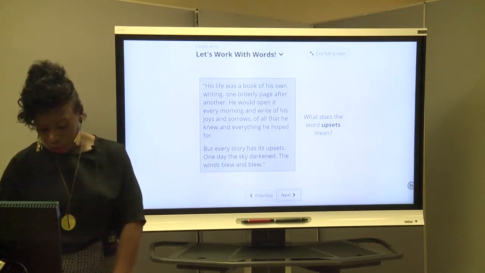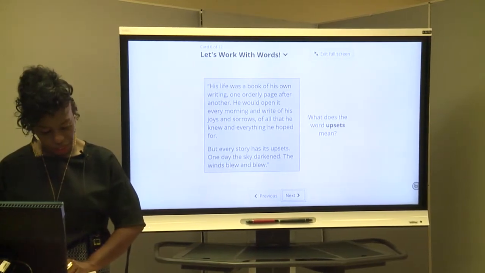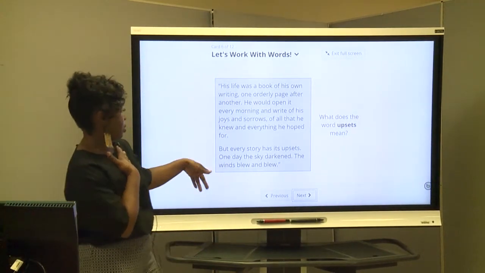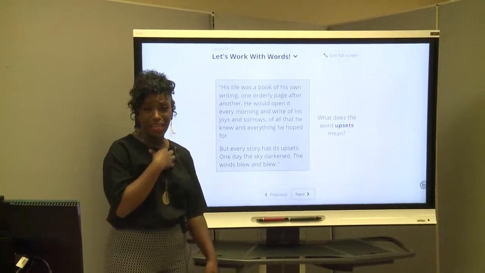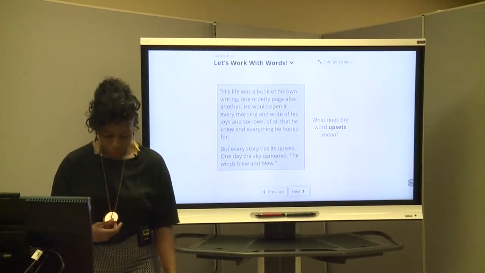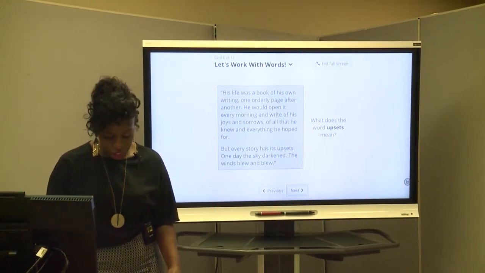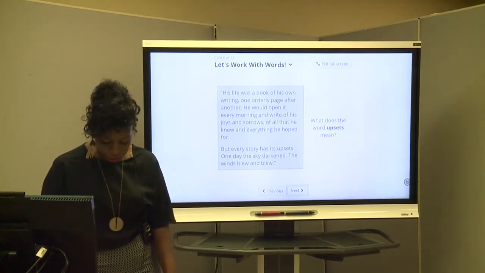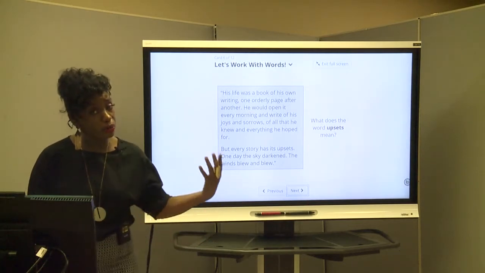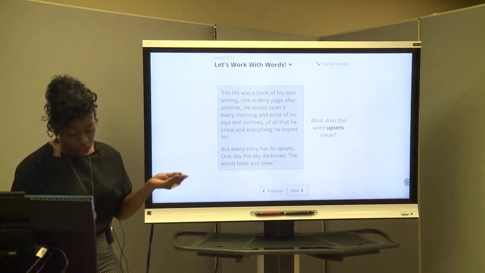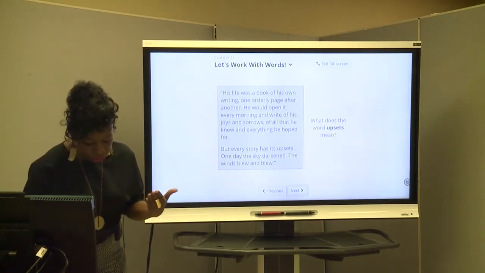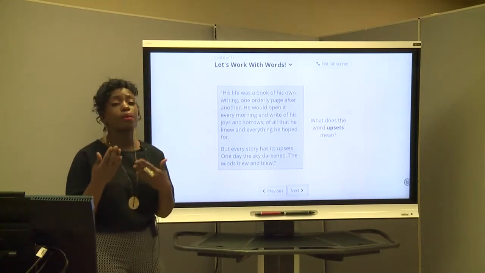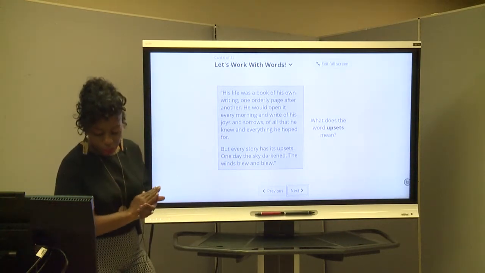So when we think about the word upsets, what do we think about? Does it mean the same as when we get mad? So does this mean "but every story gets mad"? Probably not. So when we think about what it means, we use the clues in that. So what could upset mean here? The quotation talks about writing about joys and sorrows and his life being orderly. So if something comes and upsets it, that means something what? Something bad happened.